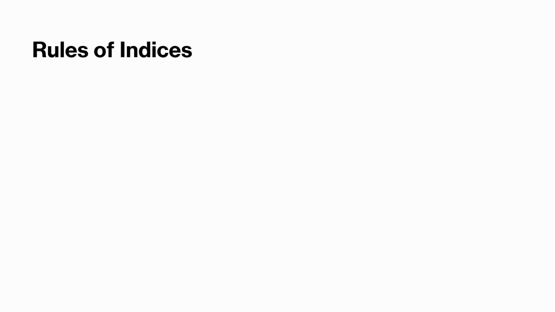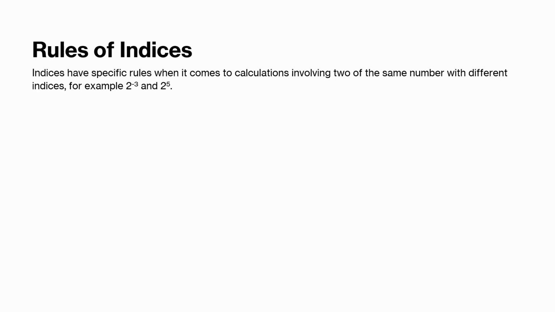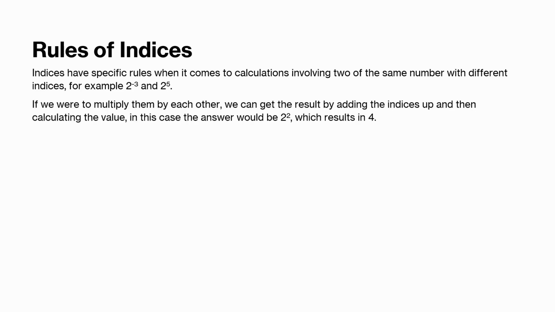Now, indices have specific rules when it comes to calculations involving two of the same number with different indices. For example, you're multiplying 2 to the power of -3 by 2 to the power of 5. If you were to multiply them, you get the result by adding the indices up and then calculating the value. For example, if you have x squared multiplied by x to the power of 3, the answer would be x to the power of 2 plus 3, or x to the power of 5. In this case, we have 2 to the power of -3 multiplied by 2 to the power of 5. 5 plus -3 will give you 2, which results in 2 squared, which is 4.